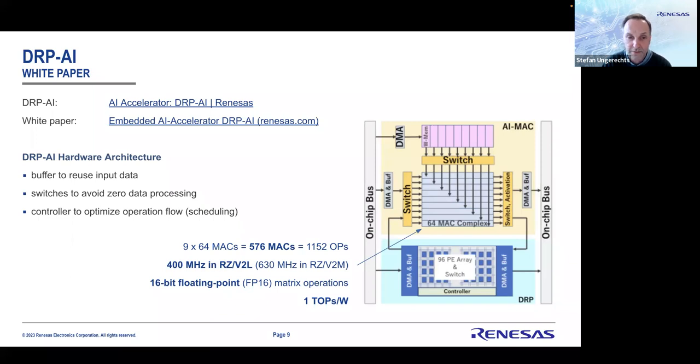The MAC unit consists of 576 MACs. It's running with 400 MHz in V2L, 630 MHz in V2M. We have 16-bit floating point arithmetics, and we achieve 1 TOPS per watt.